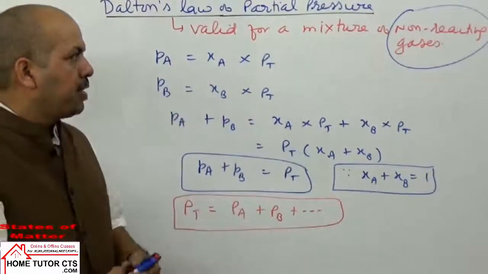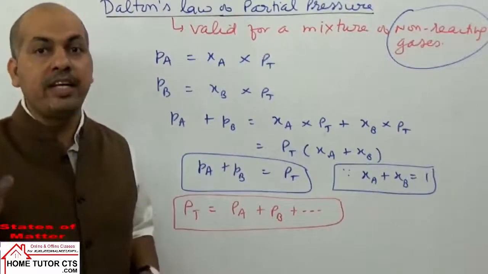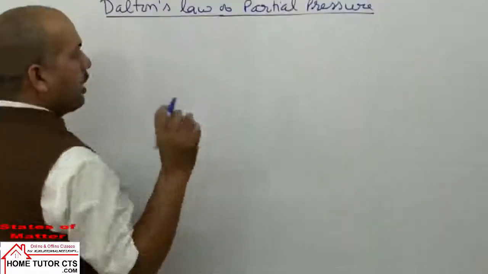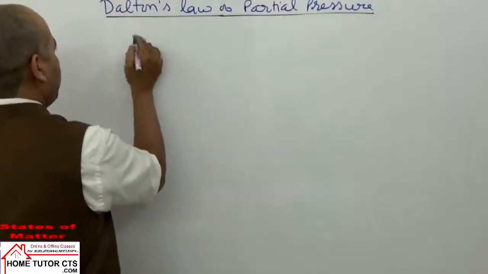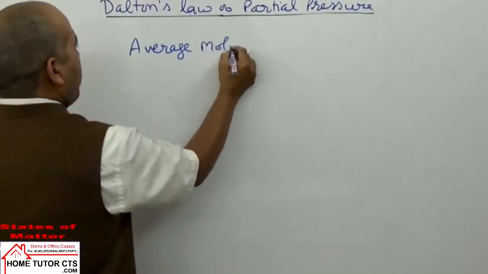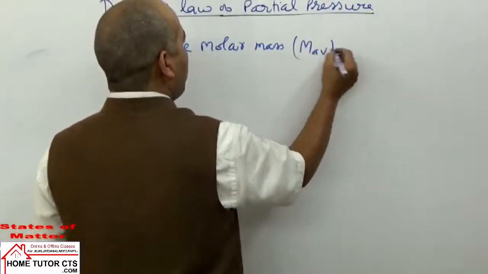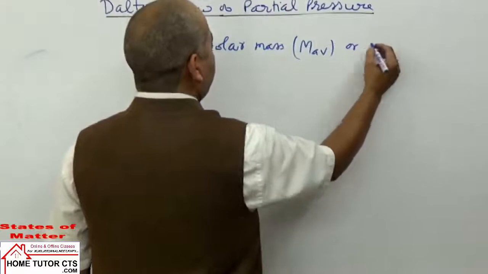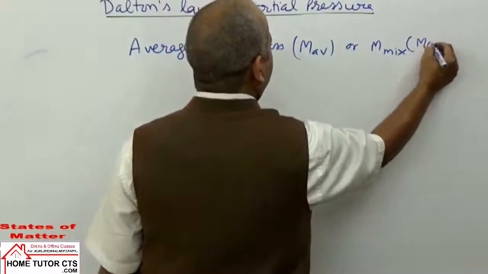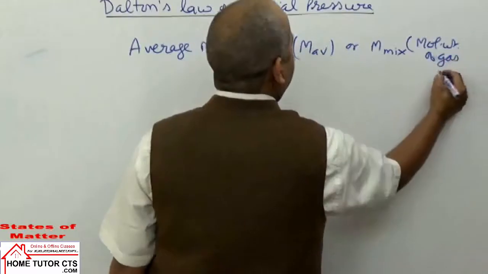Now, the next point can be taken here. In solving questions, at many points we use the concept of average molar mass. Let us see that also. We can take the concept of average molar mass. Average molar mass of the gas mixture, or it is also called the molar mass of the gas mixture. M mixture means the molar mass of the gas mixture, the molar weight of the gas mixture.